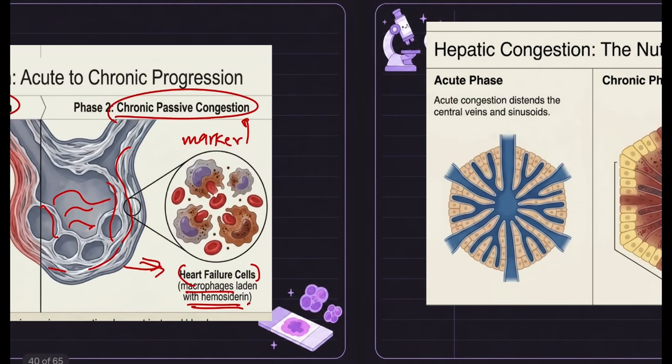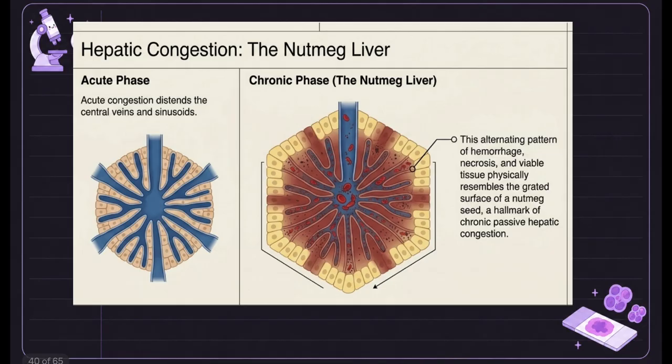This exact same passive backup aggressively damages the liver, too. In the acute phase, the central veins and surrounding sinusoids simply distend with excess blood. But as this precise congestion becomes chronic, a highly distinct pattern emerges. Red, dying areas of profound hemorrhage and necrosis surround the central veins. These dying areas sit directly next to tan areas of fully viable tissue.